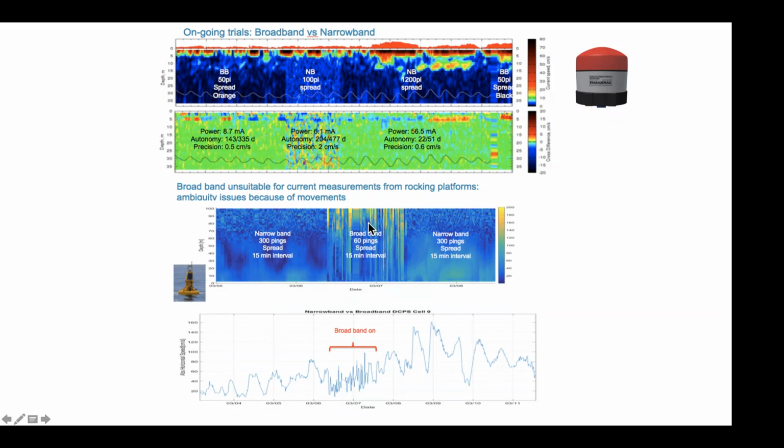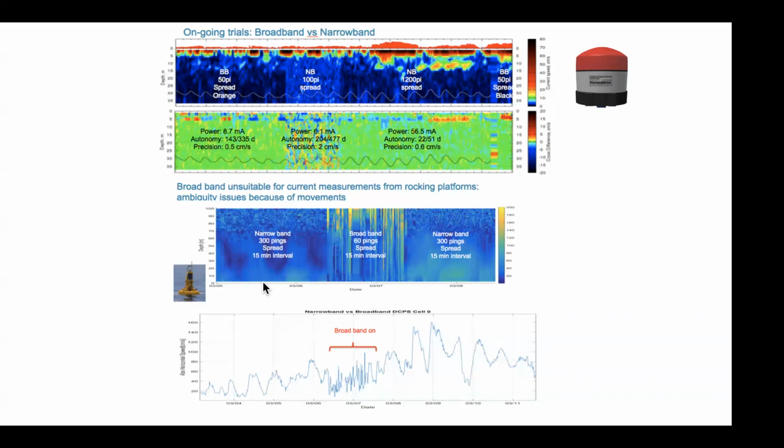Then we switch to broadband, and then the data becomes very noisy. And this is because in between the time you send out the pulses and they return, the sensor has moved. And that gives you what we call ambiguity problems. And these ambiguity problems give you noisy data.